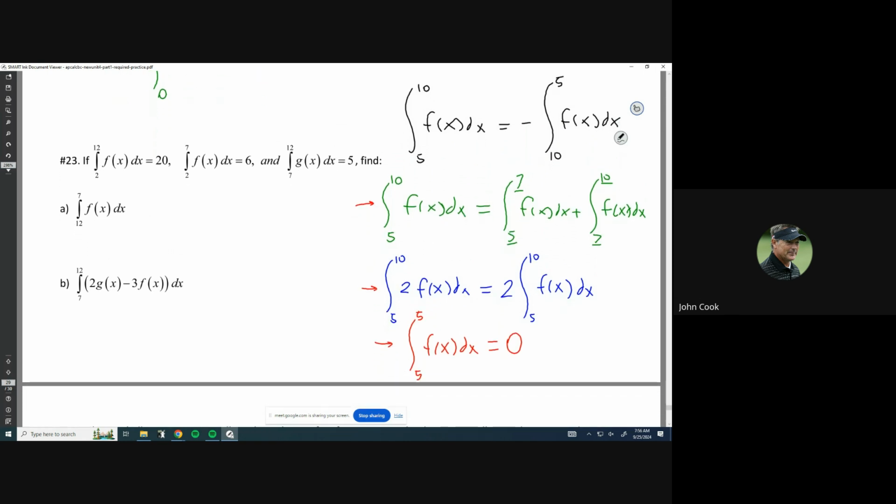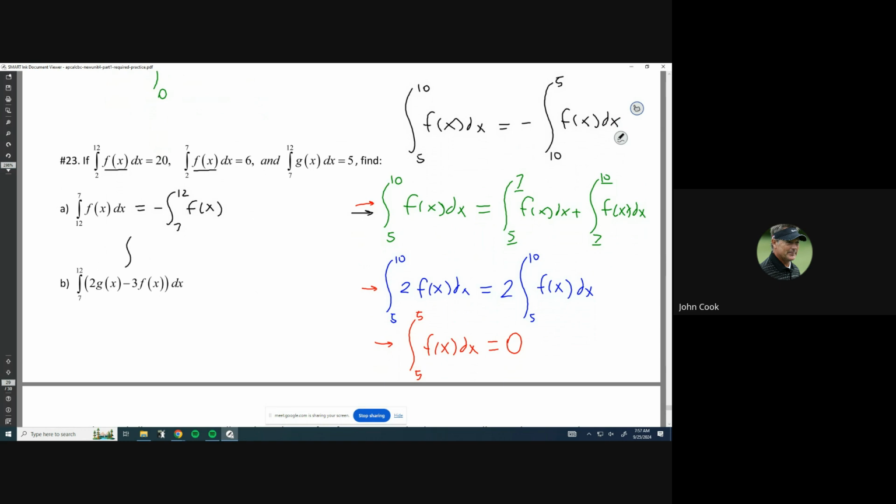And that's why this one's pretty helpful, because if I want to find the integral of f of x dx from 12 to 7, that would be the same thing as saying the integral from 7 to 12 of negative f of x. But I don't have a 7 to 12 on this. So what I'm going to do is attempt to find it. I do have f of x from 2 to 12, and I do have f of x from 2 to 7. So I can use this rule over here and split the integral apart.